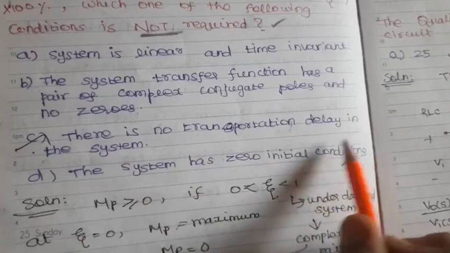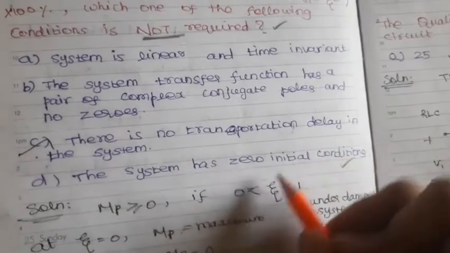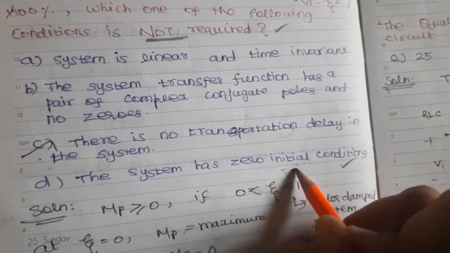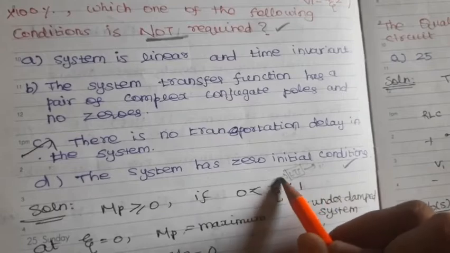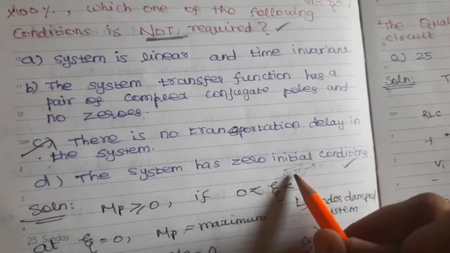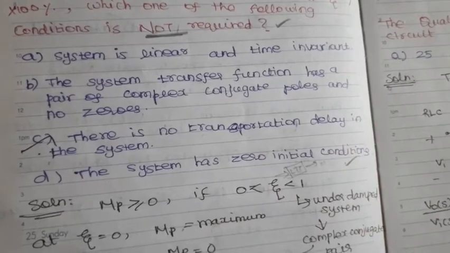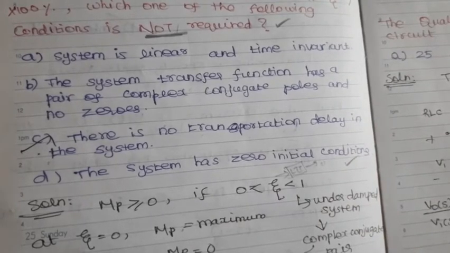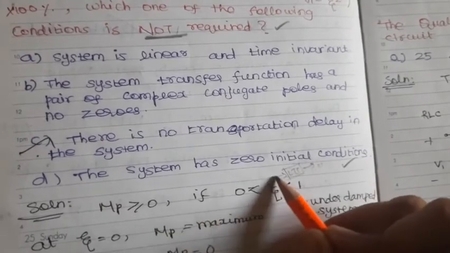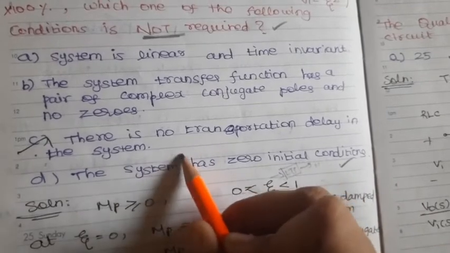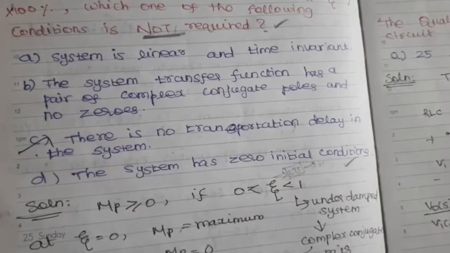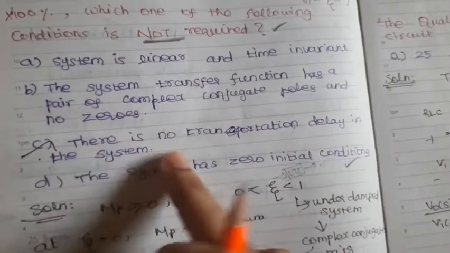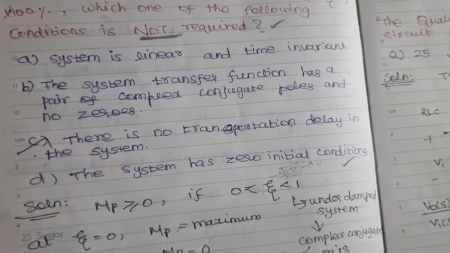Then, there is no transportation delay in the system. For an LTI system, the input is given and applied. There is stated to be no transportation delay, but this is impossible. Practically, we can apply the input from anywhere, so there will be some delay. So this condition is wrong. There is no transportation delay in the system is the wrong option. There will be a transportation delay, so this is not required. This is the wrong statement.